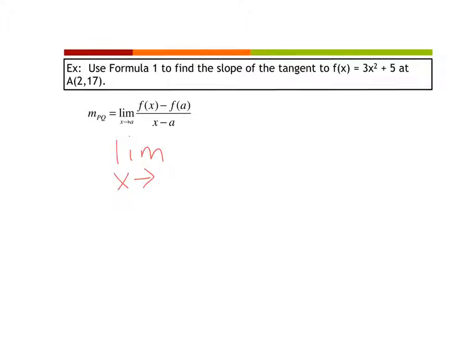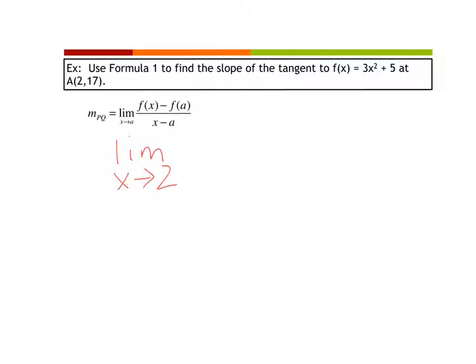So the A value, again, people for some reason get mixed up about this. The A value is always the x value of the point that you are trying to find the tangent at. So we're trying to find our tangent at 2, 17, so A is 2. Okay, so it's f of x minus f of 2 over x minus 2. Now notice that this formula is literally just the slope formula, by the way, right? This is the slope formula for between x and a. Like that's what this is.